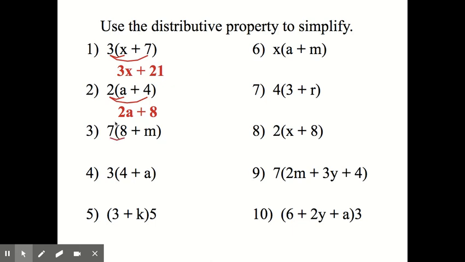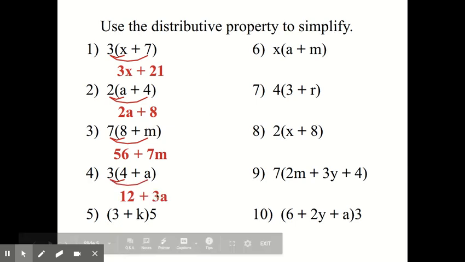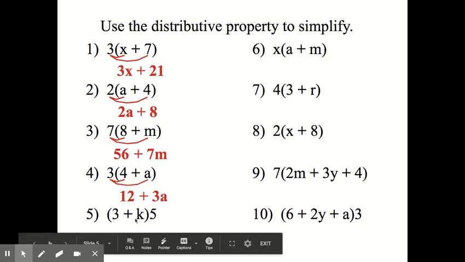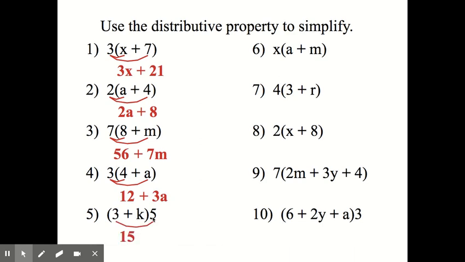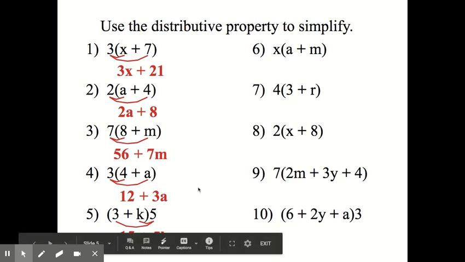Next, we're going to have 7 parentheses 8 plus m. We distribute the 7 to the 8, which gives us 56. We distribute the 7 to the m, which gives us 7m. And the addition doesn't change. For this one, we're going to distribute the 3 to the 4, which gives us 12, and the 3 to the a, which gives us 3a. The plus doesn't change. For this one, we have the number on the outside, but we can still distribute it. We're going to distribute the 5 to the 3, which gives us 15. And then we distribute the 5 to the k, which gives us 5k, and the addition doesn't change, so we end up with 15 plus 5k.